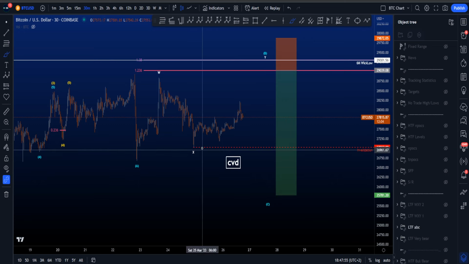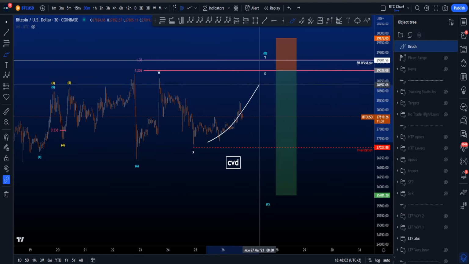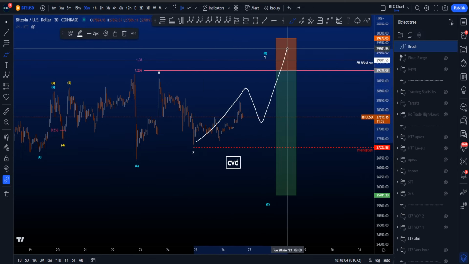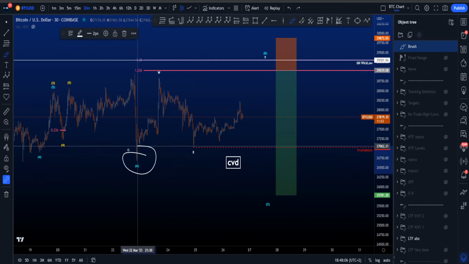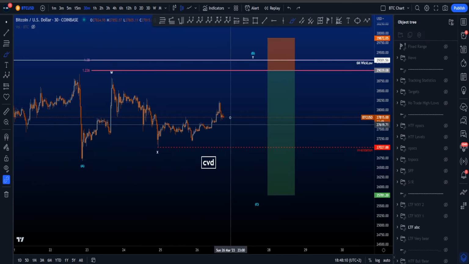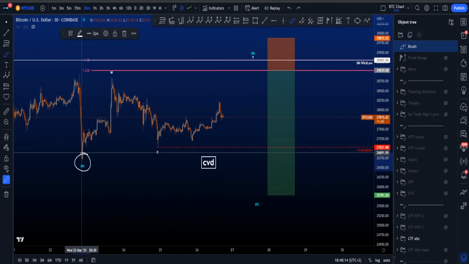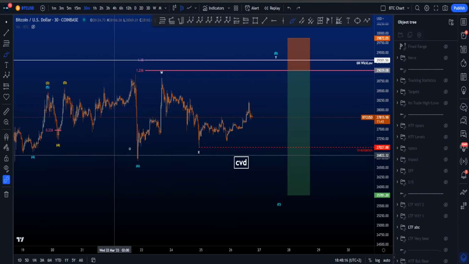The invalidation at the moment for this WXY for me is below this X, because if price would go below this X at the moment and not move up in a 3-wave Y, well, there's not much support over here below this wick of wave X. So for me, it's very likely that if we are going to move to the downside, then we're probably going to take the low of A as well. And that makes this scenario for me a little bit less likely.